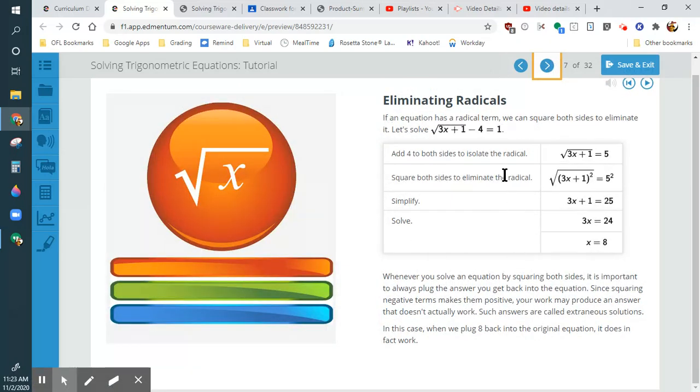And eliminating radicals is another way of doing this. So this is just a matter of squaring both sides. In order to get rid of a radical, we have to square both sides. Again, this guy should be all review from your algebra and algebra 2, hopefully.